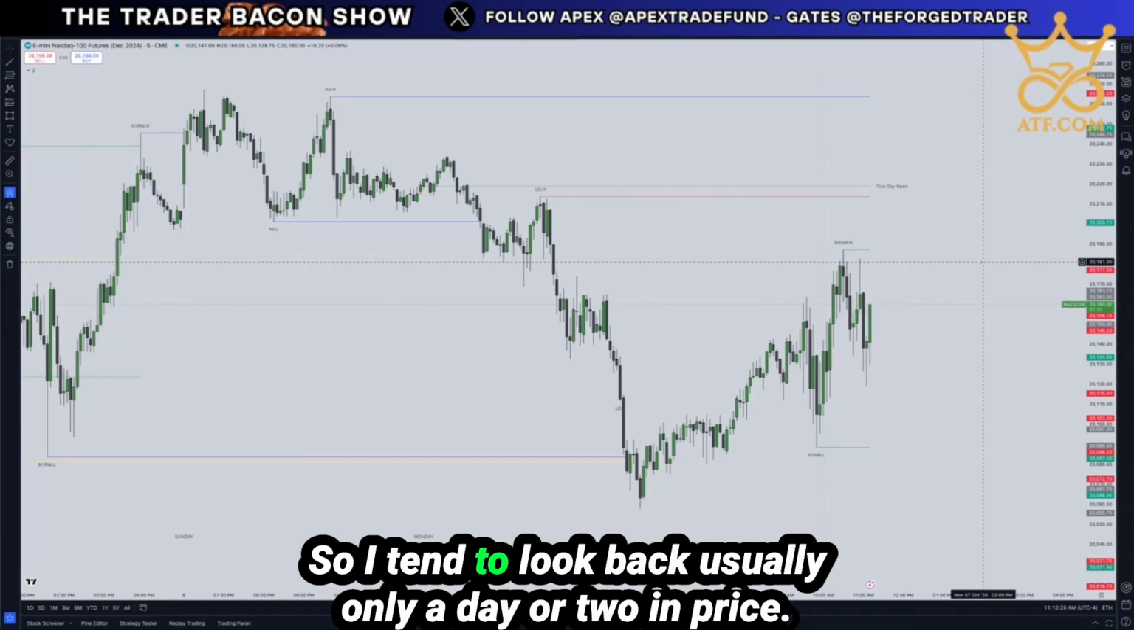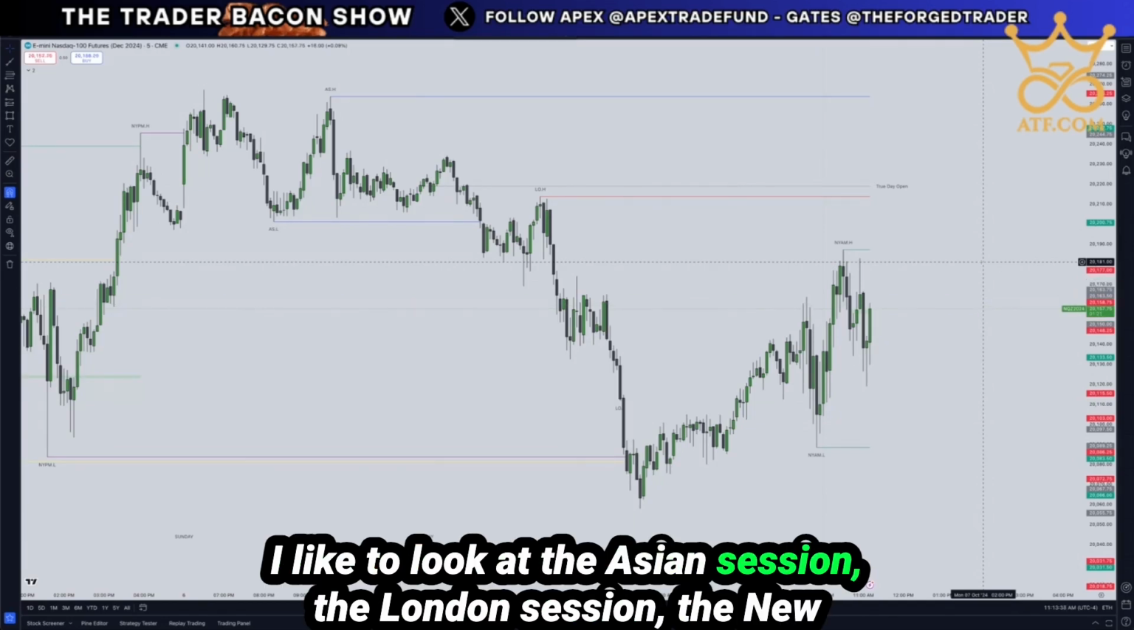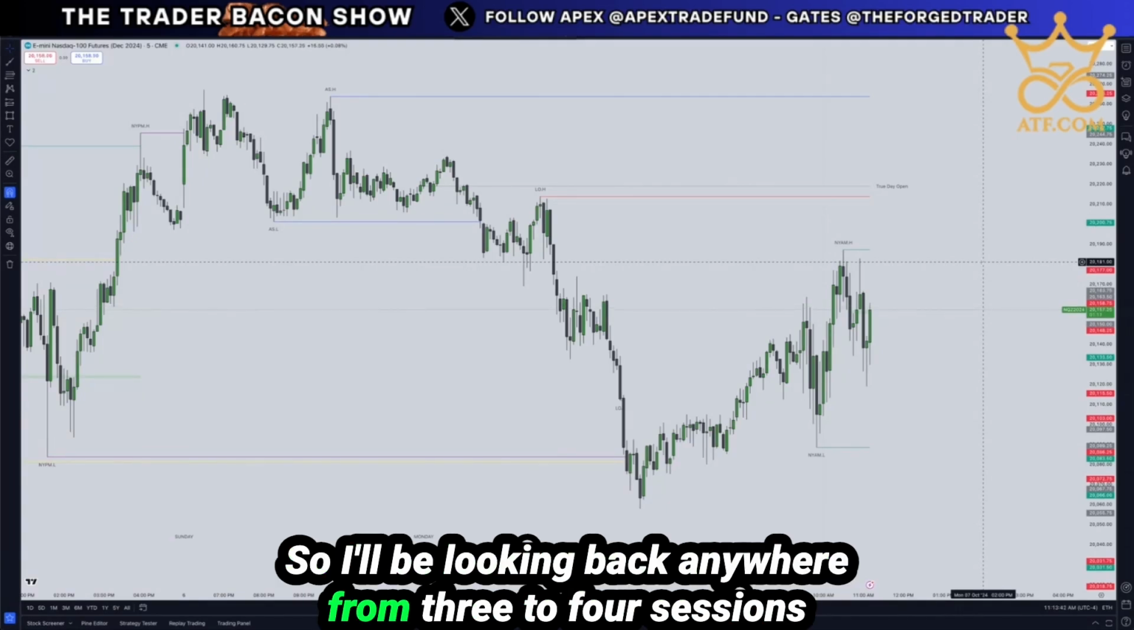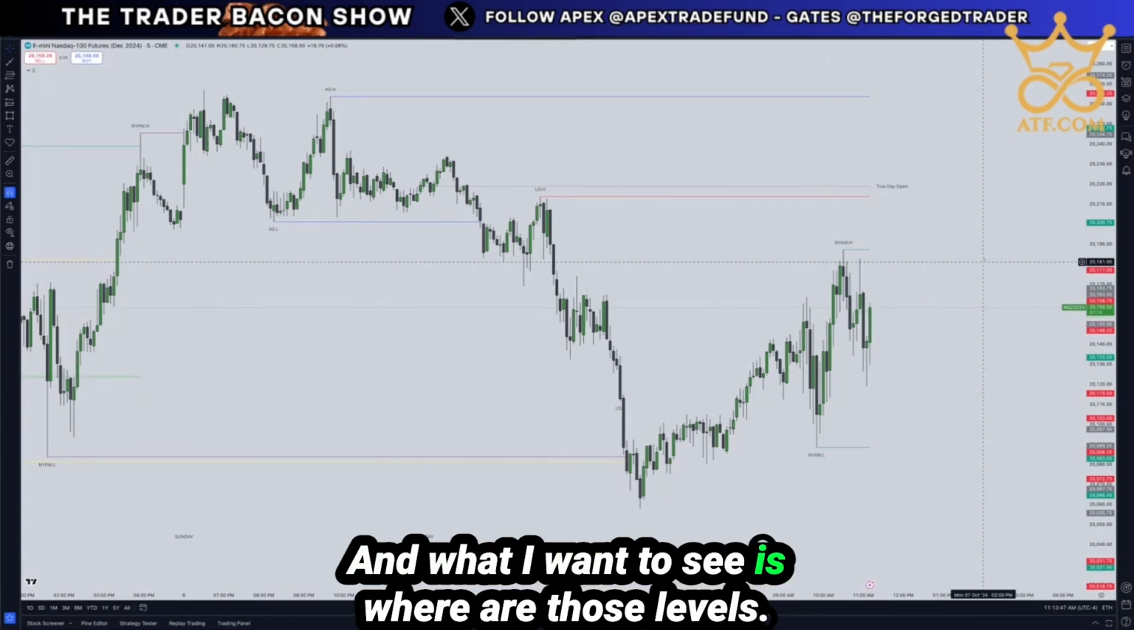So I tend to look back usually only a day or two in price. And I use the different sessions. I like to look at the Asian session, the London session, the New York AM, and the New York PM. So I'll be looking back anywhere from 3 to 4 sessions back from where we are. And what I want to see is where are those levels.